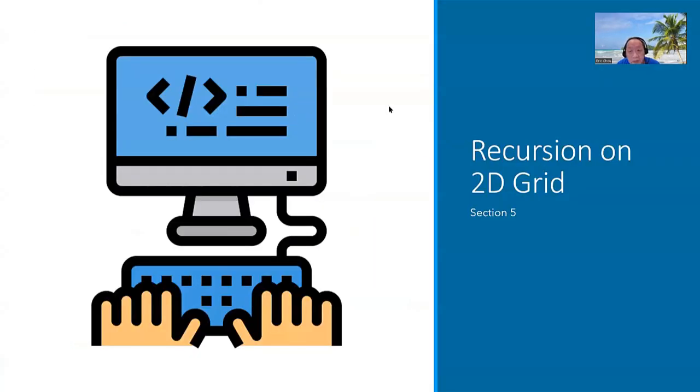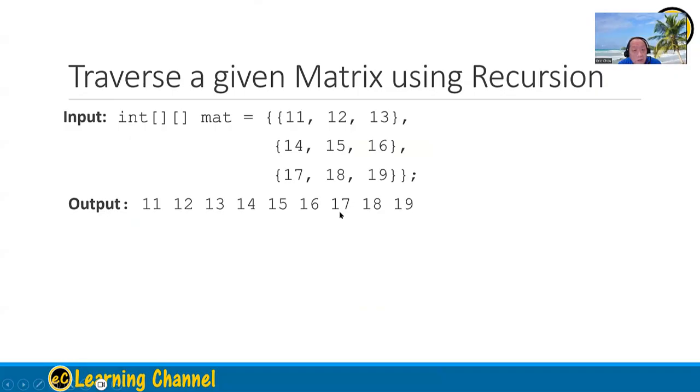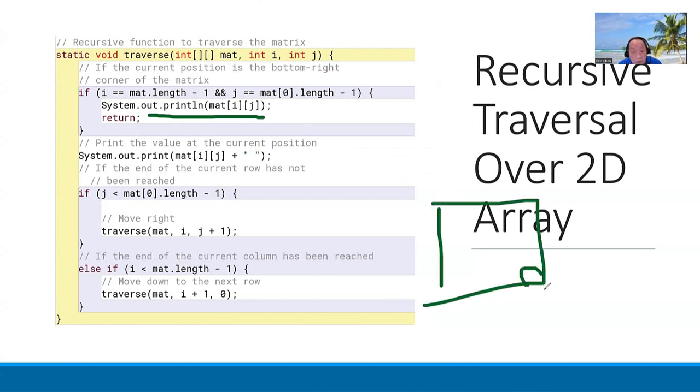Okay. Next one, you may have the recursion on 2D grid. So you can traverse a given matrix using recursion. So the input is that you want to traverse to every single one. So how can you do that? So you have i and j. Okay, so if i equals this and j equals this, then you are going to print it. Okay. So if you are the last one, you're going to print it.